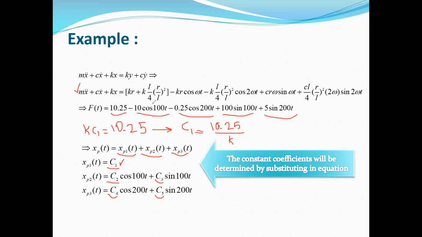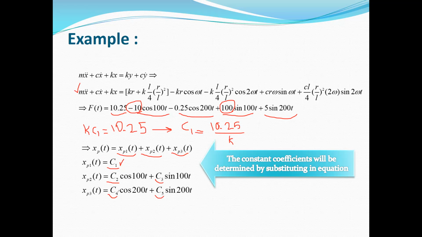and you can substitute into the main equation and then extract the coefficient of cosine 100t in the left hand side, which must be equal to the coefficient of cosine 100t in the right hand side, which is minus 10. As you can see, the coefficient of sine 100t in the left hand side must be equal to the coefficient of sine 100t in the right hand side, which is 100. And then you will have two algebraic equations with two unknowns C2 and C3, and then you can solve these two equations to obtain C2 and C3.